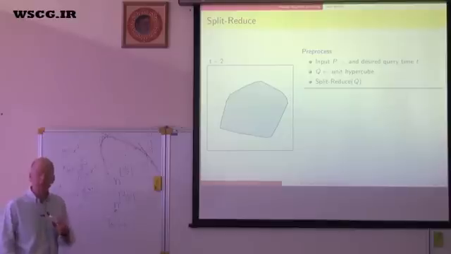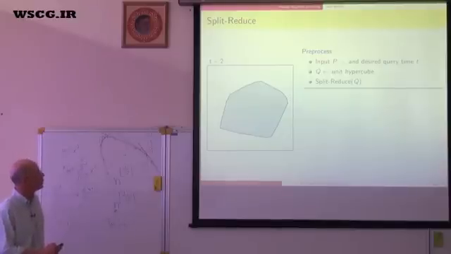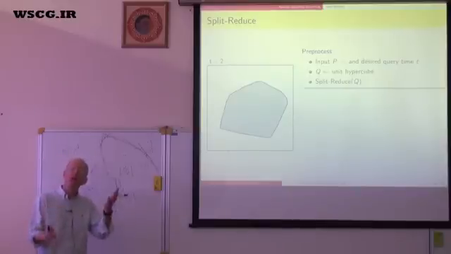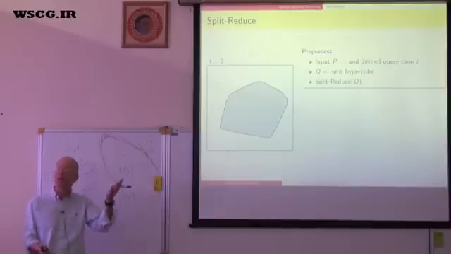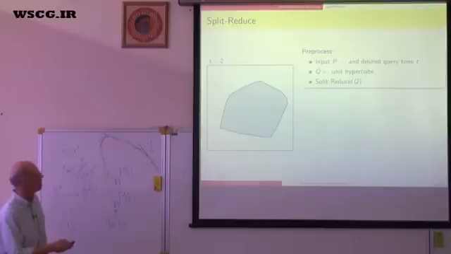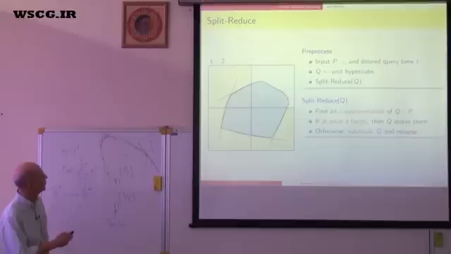Okay, again, this is a very simple algorithm. What I'm going to do is input the polytope, epsilon, and whatever the query time is that I desire. Again, with query time, we're doing a space-time trade-off. So the user is going to tell us how much query time we want, and we're going to figure out the best space for that query time. Let's begin by assuming that we start with the unit hypercube. I'm going to assume that everything fits in the unit hypercube, and then I'm going to call split reduce on this function. And here's what we do.